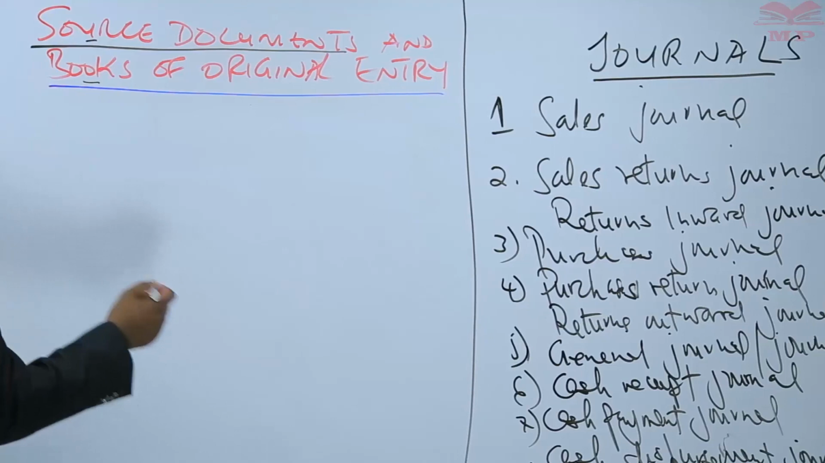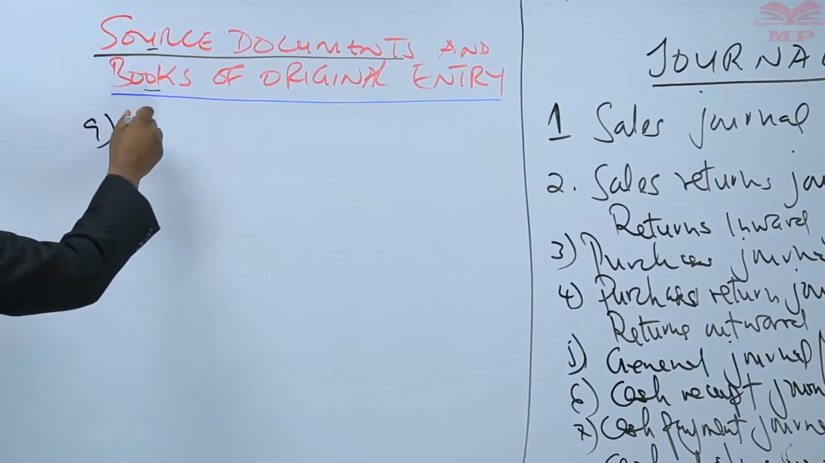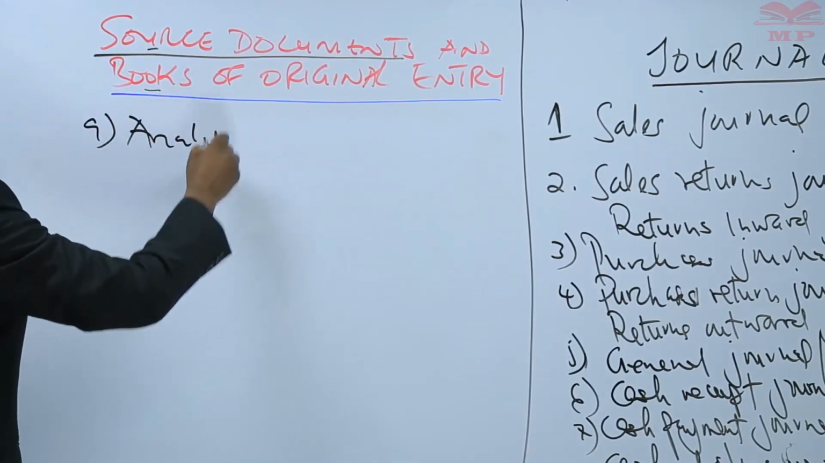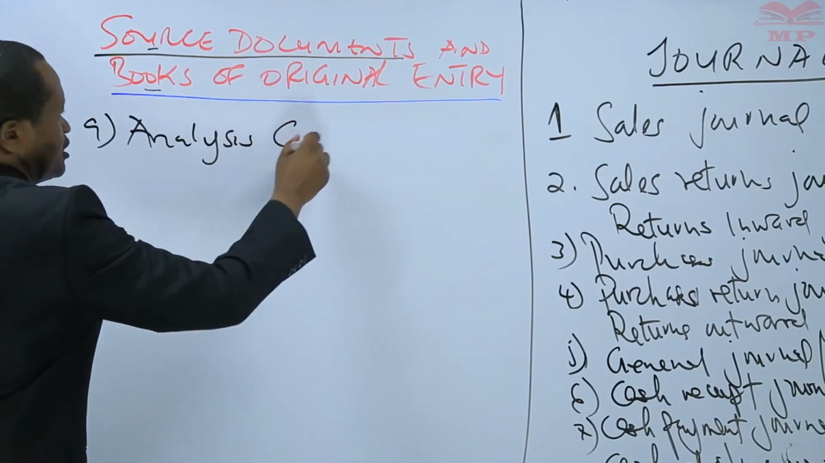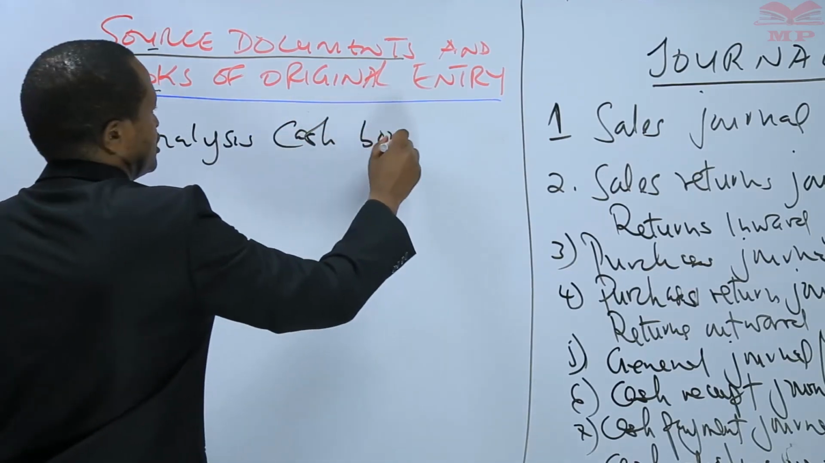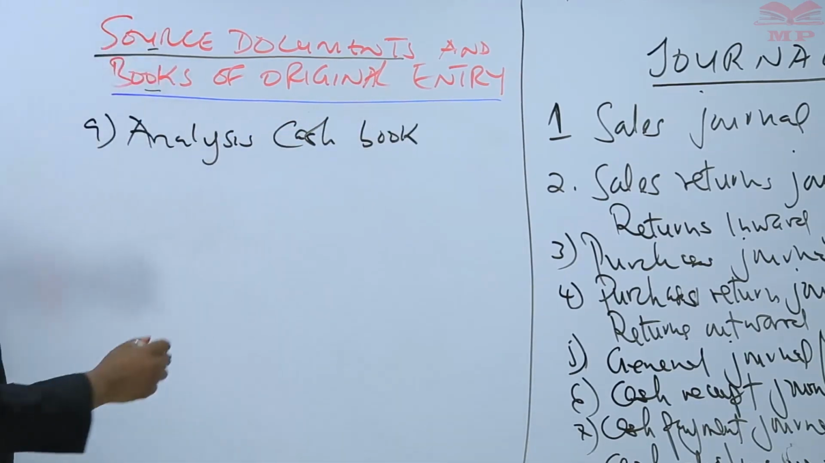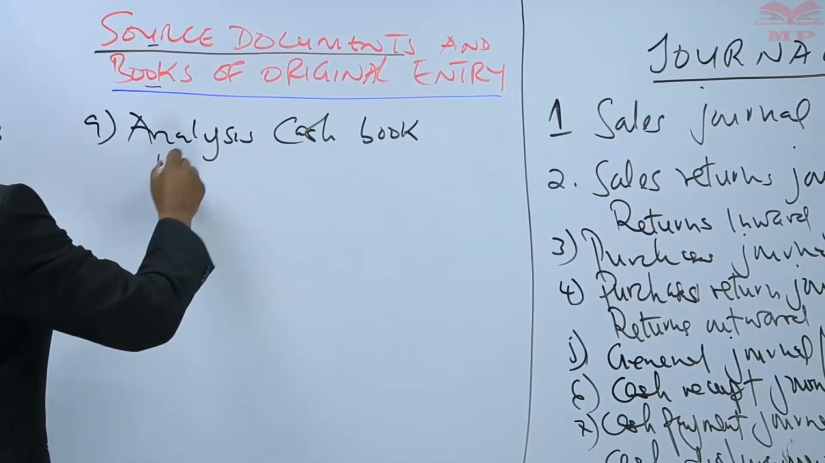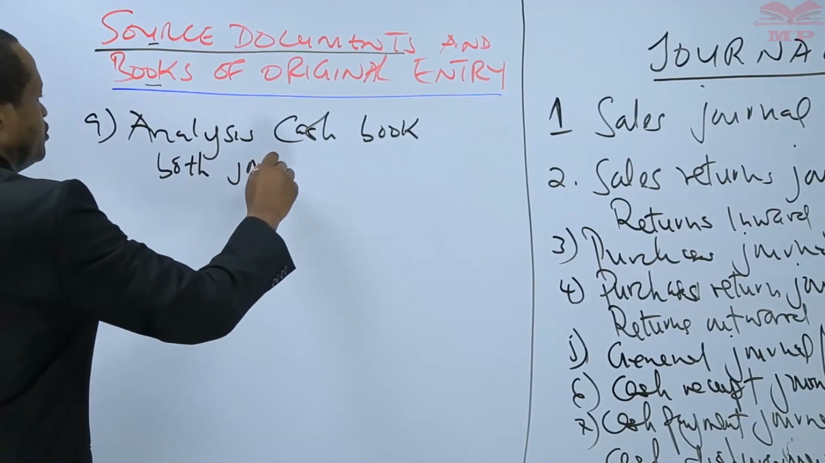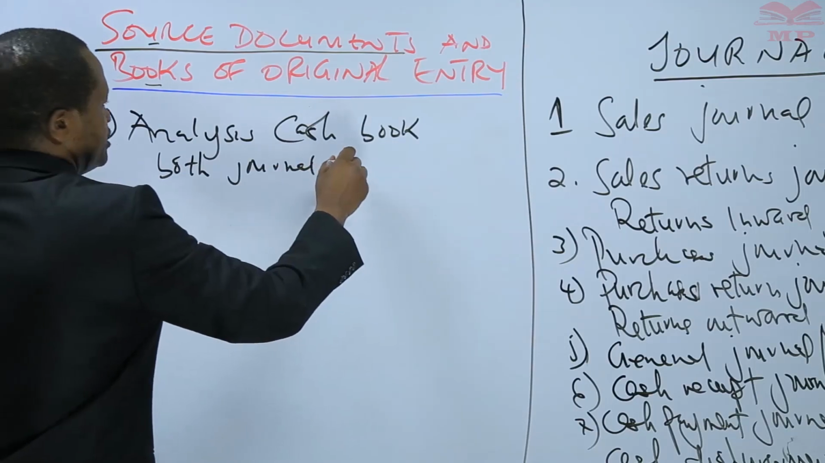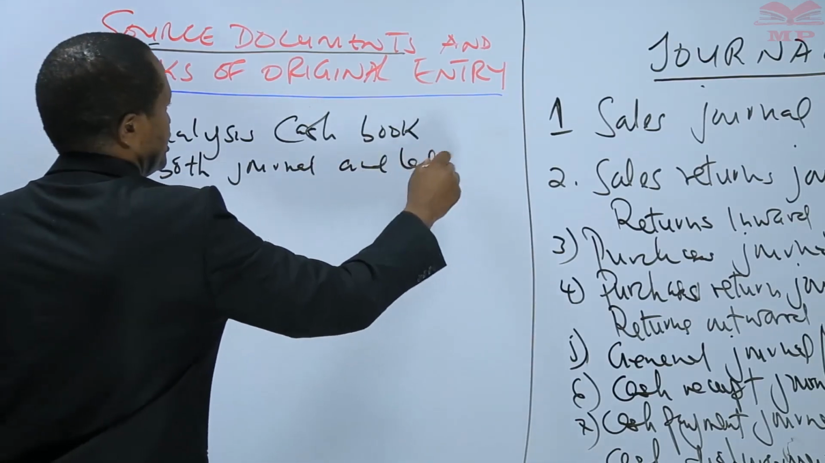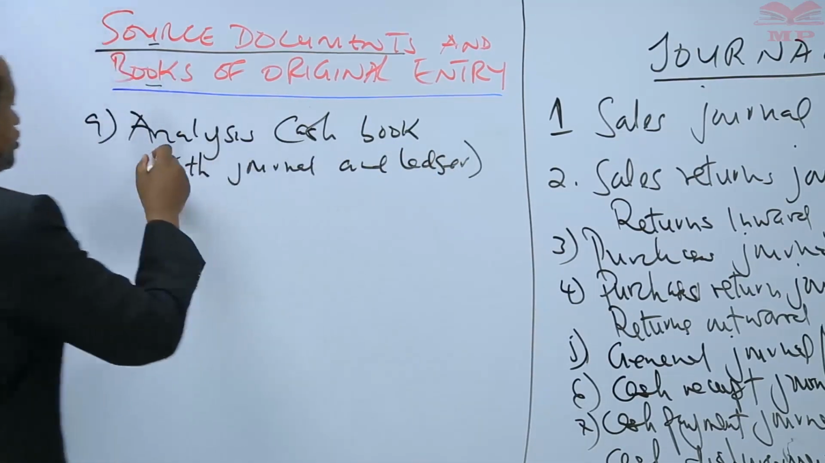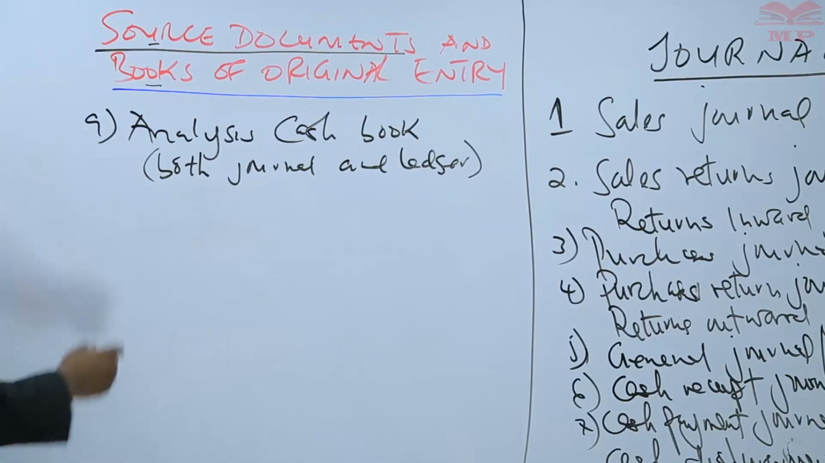Number 9, analysis cash book. This is both a journal and a ledger. Journal and ledger.